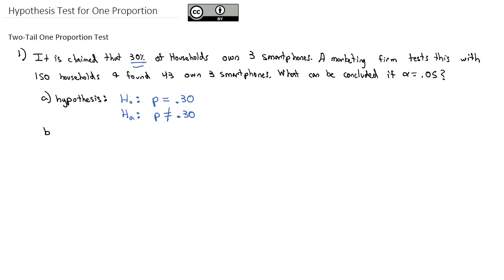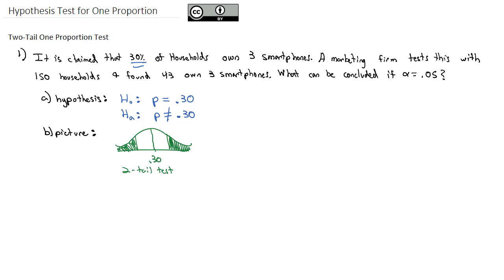So when we draw our picture, we've got our normal distribution with our mean of 0.30 in the middle. We actually would be OK rejecting if we ended up in the left tail or the right tail. So we'll shade both of them because we actually have a 2-tail test. We could reject on either side.